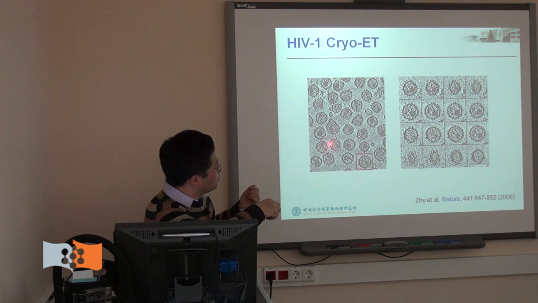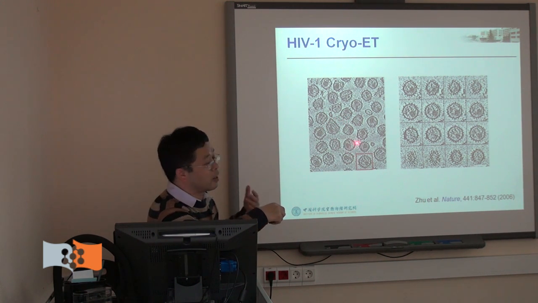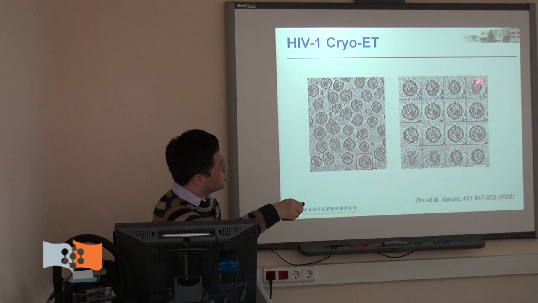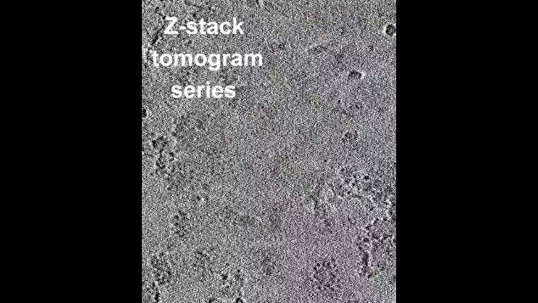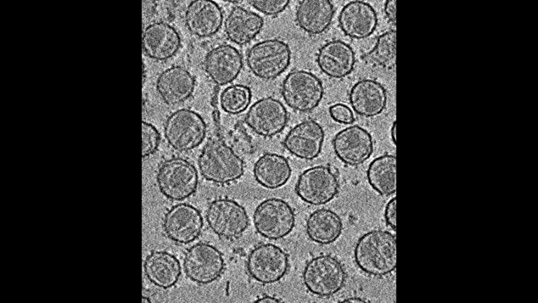Besides the envelope spike on the surface, which is what we are interested in, you can also see inside, the core of the virus. This is one of the advantages of cryo-EM. This is the whole full section of this single virion. You can see the surface proteins on the top surface, the bottom surface, and the side views. I will show you a movie of the different sections of the tomogram.